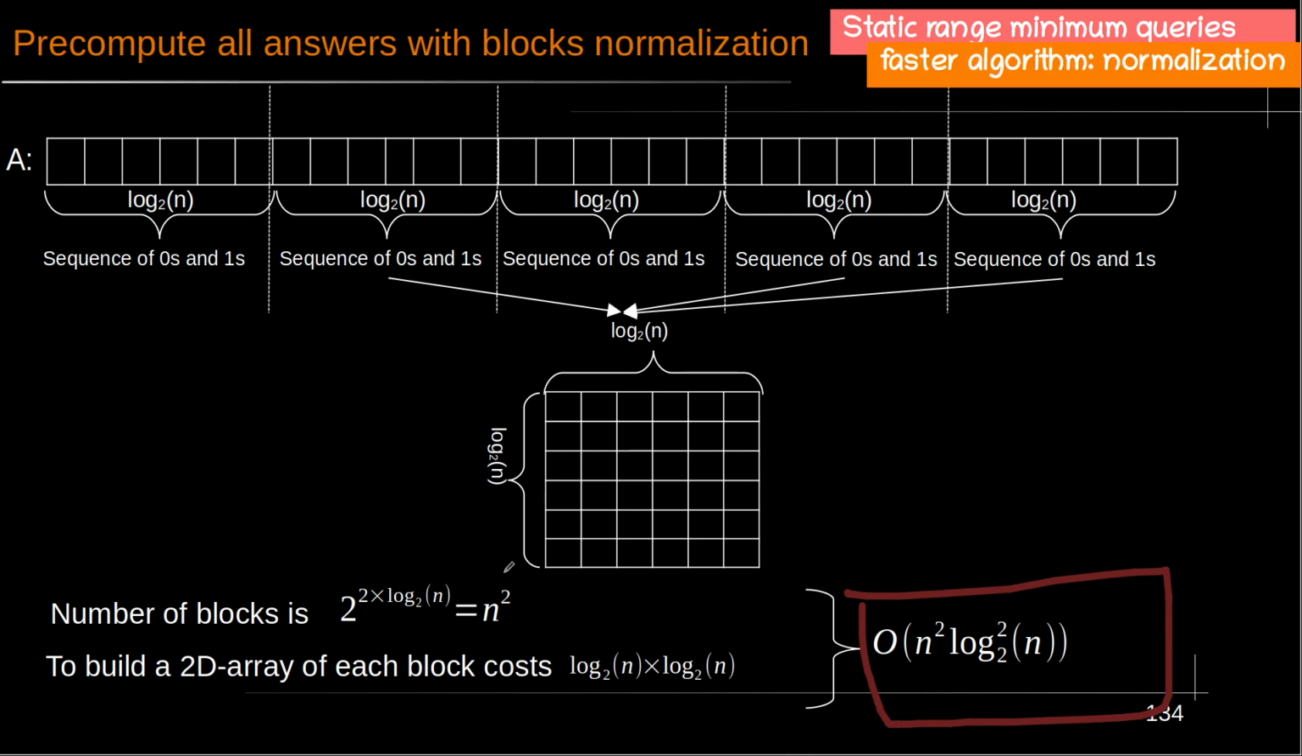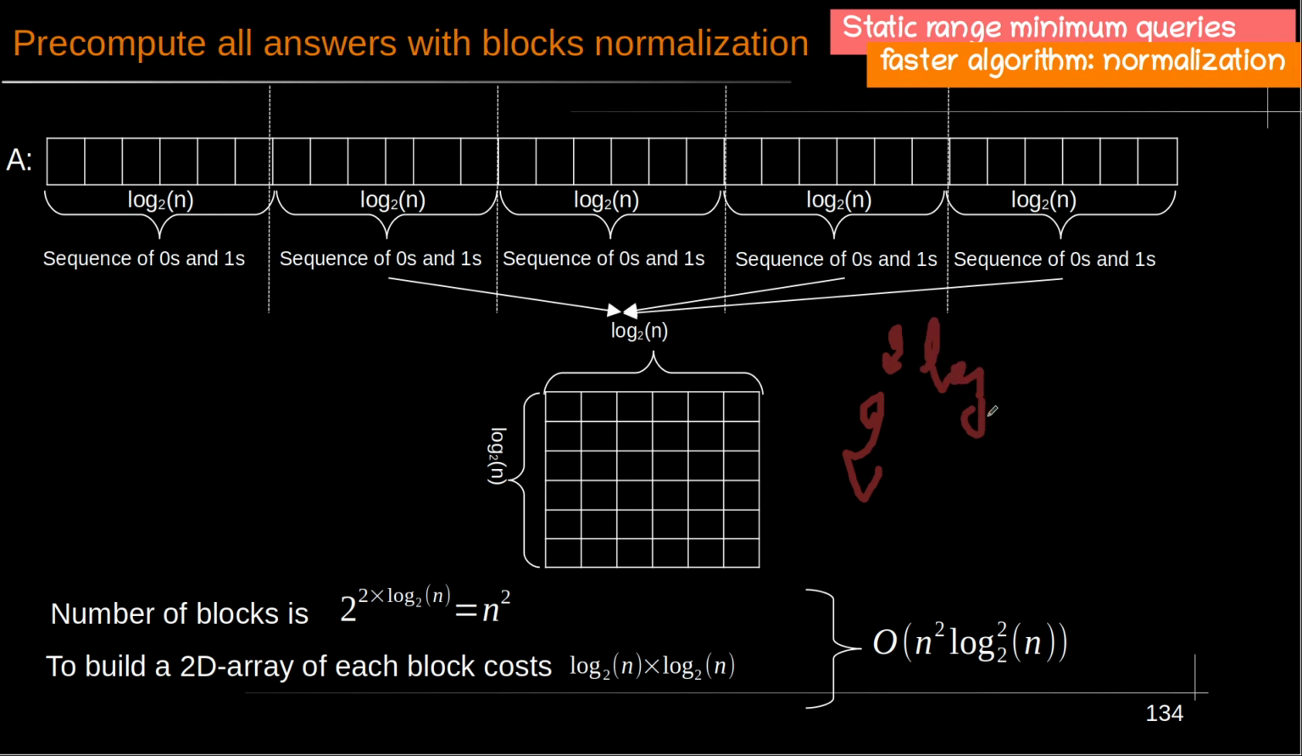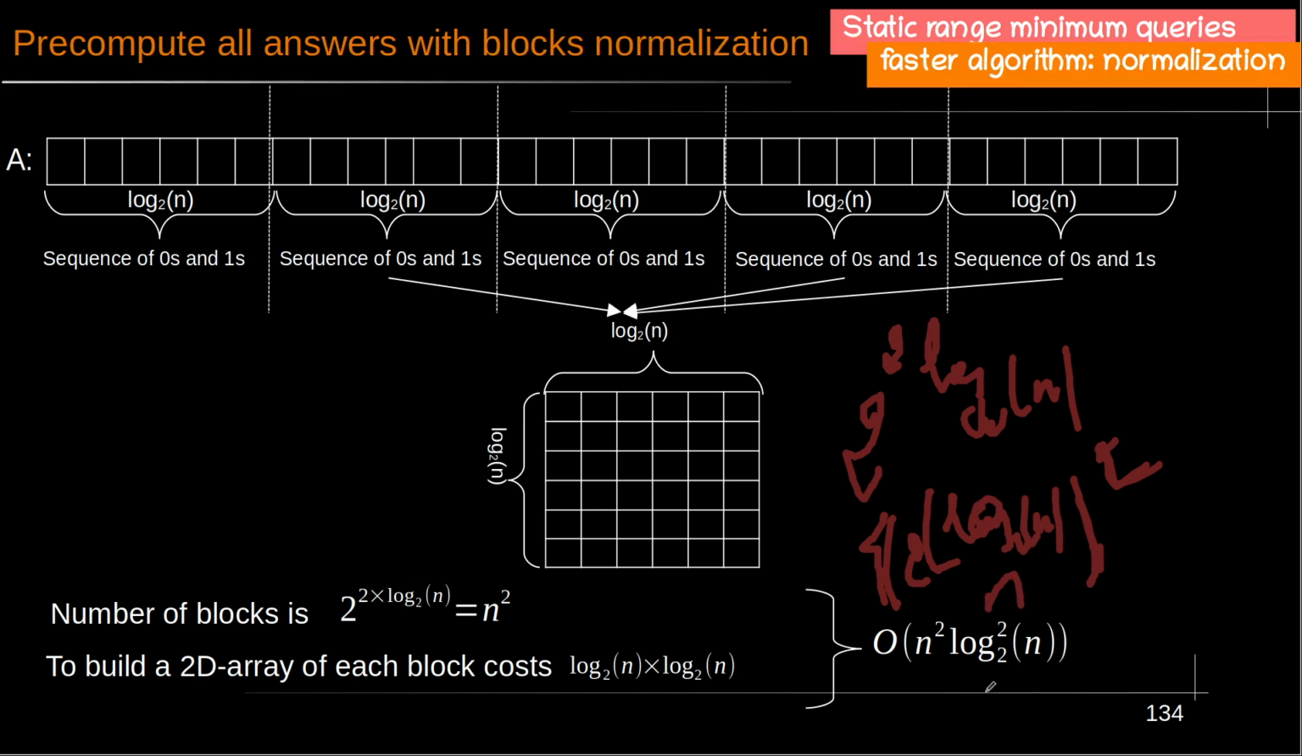You may be wondering how we can get n squared here. It's very simple. Let's see it together. We have 2 power 2 times log base 2 of n. It could be written like this: 2 power log base 2 of n, all power 2. We know that 2 power log base 2 of n is equal to n. So this will be n squared.